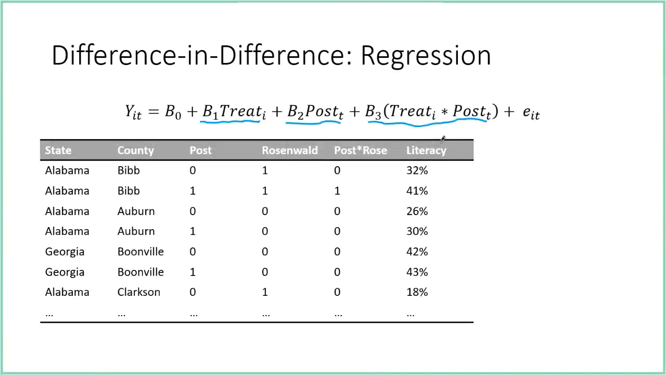In this Rosenwald example, for every county in the South, there are going to be 2 observations. So if we think about in Alabama, Bibb County, let's imagine that Bibb County is a county that did have a Rosenwald school built in it. Rosenwald in this table is akin to treatment. So having a Rosenwald school built is our treatment in this case. Okay, so Bibb County did have Rosenwald schools built. So for both observations of Bibb County, the Rosenwald variable is equal to 1.